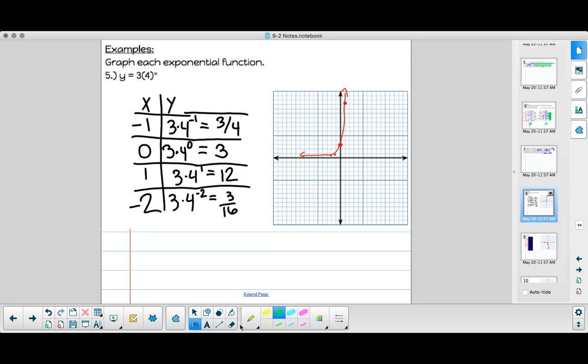It's important to realize, though, that they will never actually cross the x-axis because there's no number that you can plug in to this function in order to make it equal to 0 or to a negative number. No matter what you plug in here, you're always going to have a positive number. So the graph of an exponential function never actually crosses the x-axis. It just gets infinitely smaller and smaller and smaller, but never actually equal to 0.